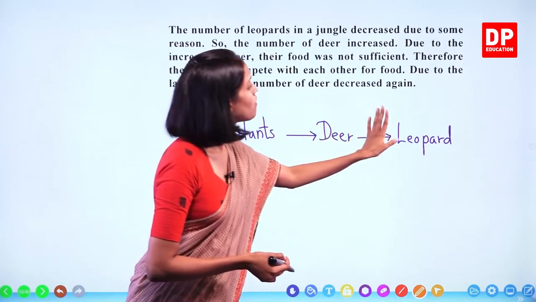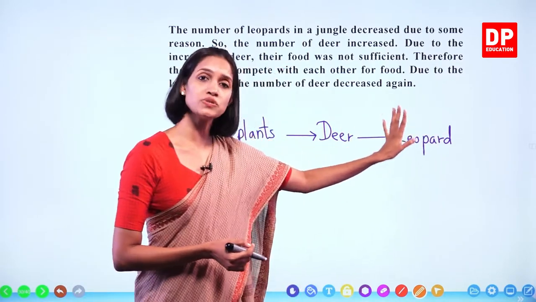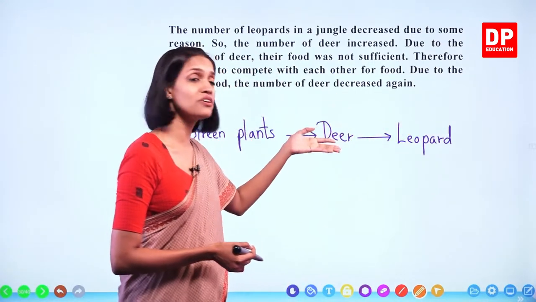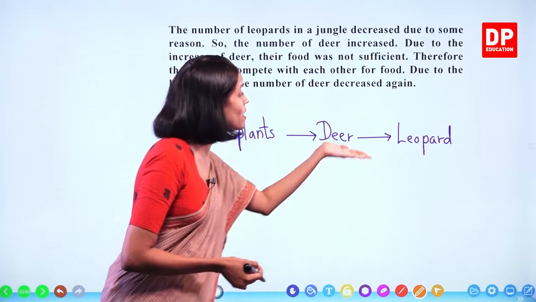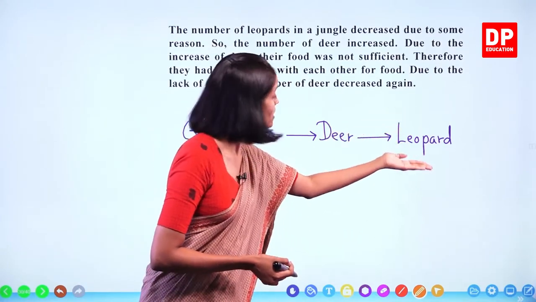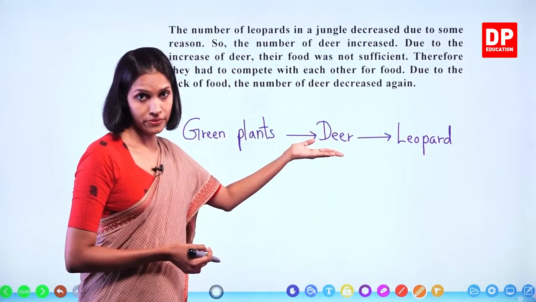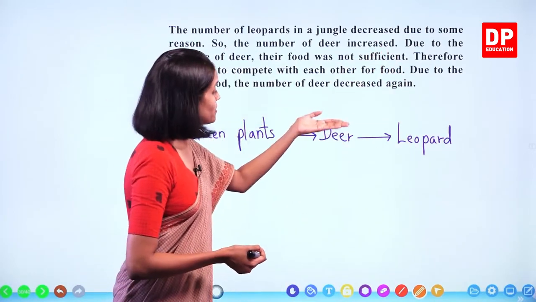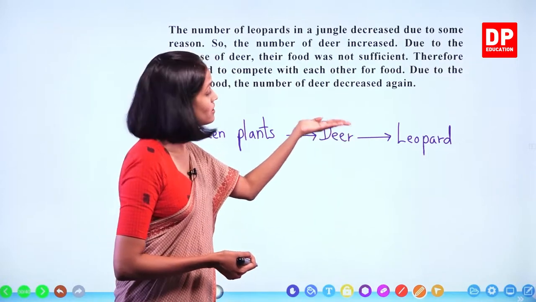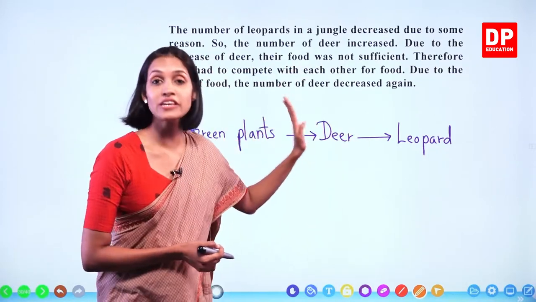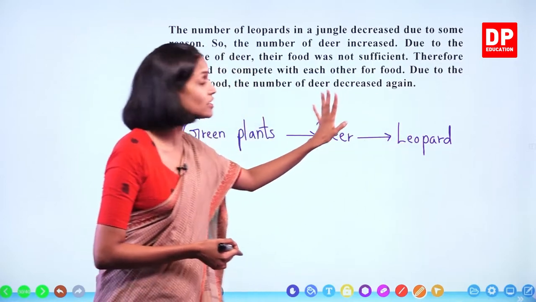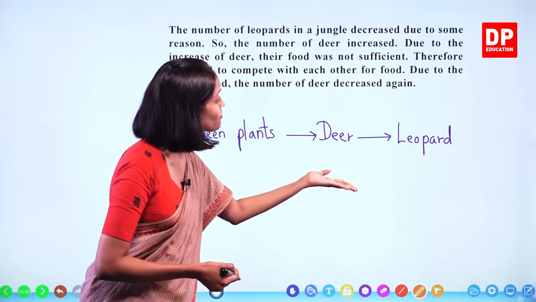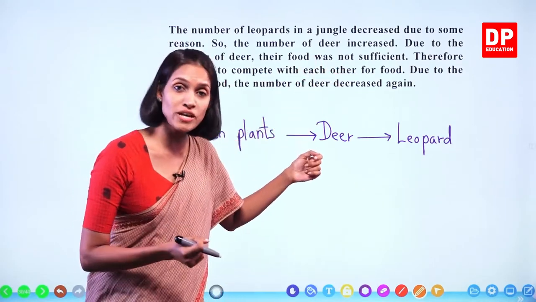Right. So if all the leopards die, what will happen, children? If all the leopards die, you all know that the number of deer is controlled by the number of leopards because leopards depend on deer. Right. If all the leopards die, then what will happen? During the next time period, the number of deer will increase because there are no leopards to feed on them. Right, children? And at the same time, if the number of deer increase, next what will happen?